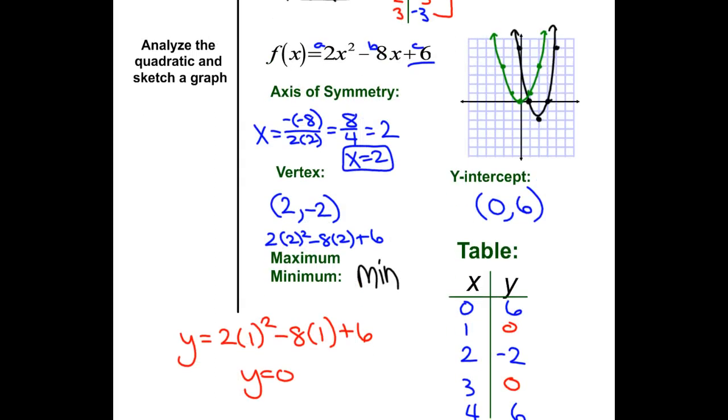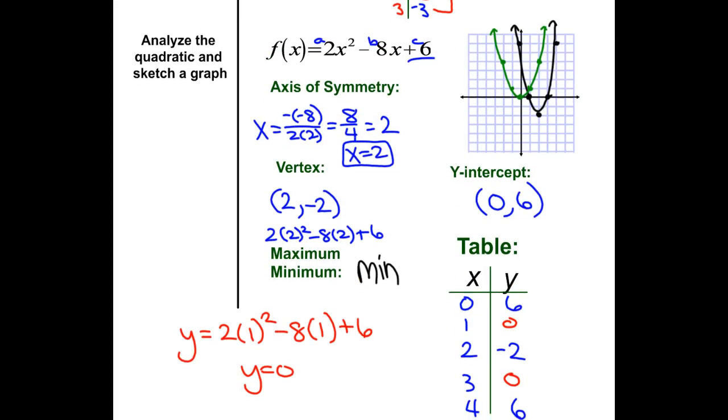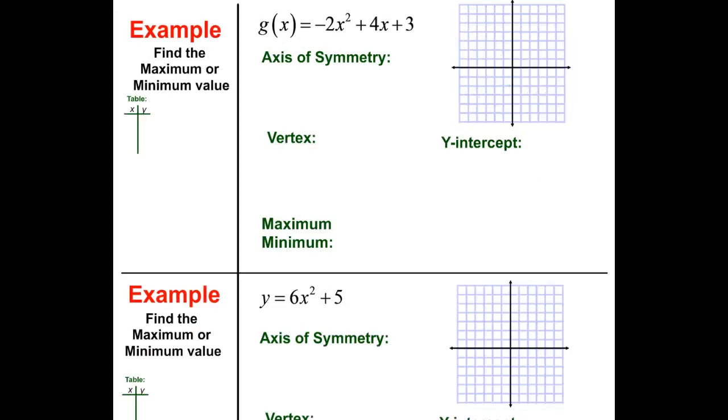That number in front of that x squared, that a value, that's going to tell you if it opens up or opens down, because if it's a positive or a negative, negative is going to open down, positive is going to open up. Let's do an example of one of those real quick, and then I'll call it quits. So here's an example, and I already told you what's going to happen on this one, but I'm going to find each of the pieces.